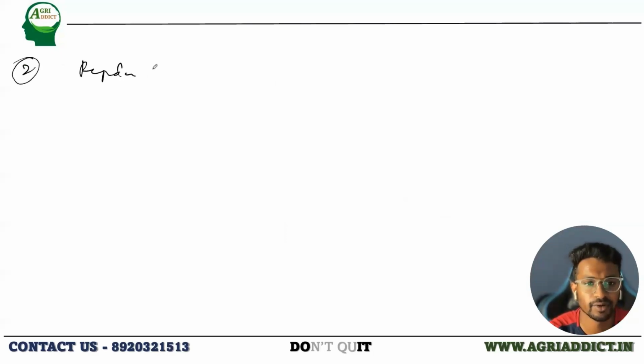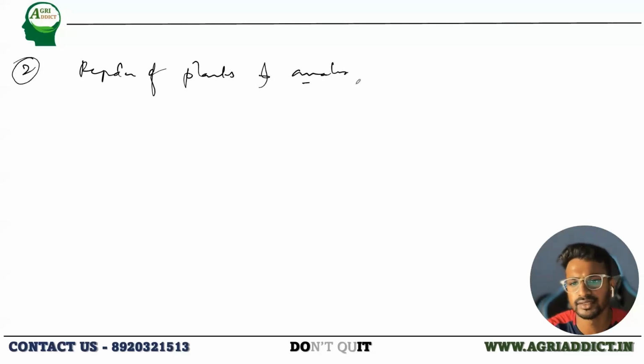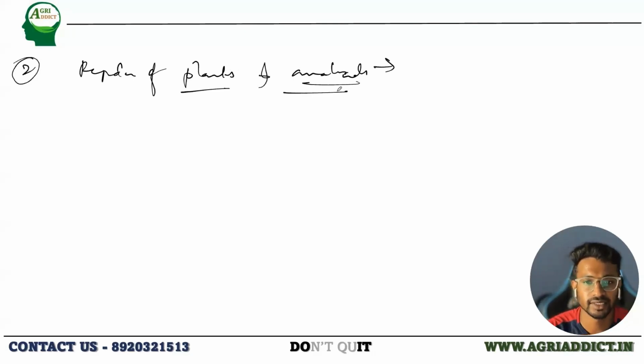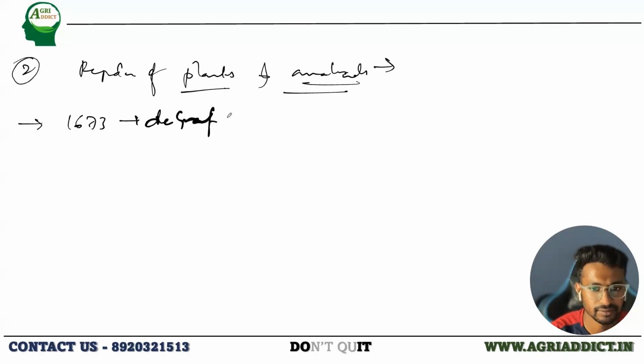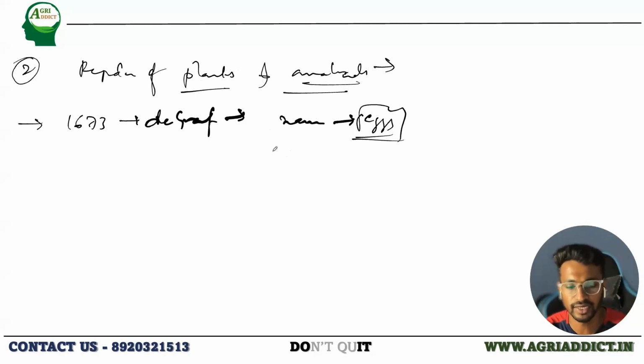It is regarding the reproduction of plants and animals. This is not a single theory. These are a series of events which contributed to a clear-cut understanding of reproduction in plants and animals. I will just list out the events. For example, in 1673, de Graaf for the first time told that the tiny vesicles that we see in mammalian ovaries are actually the eggs.